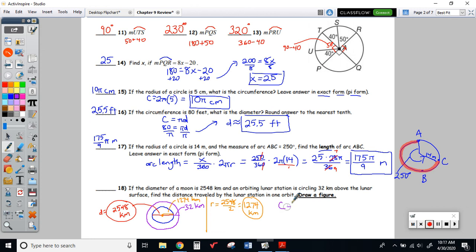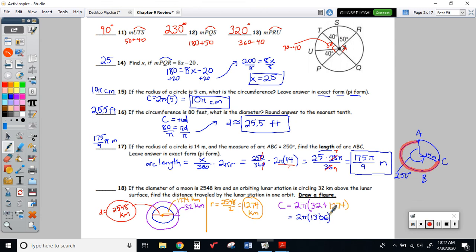So the circumference of the lunar orbit is going to be equivalent to the distance traveled by the lunar station in one orbit. So we've got 2 pi r for that. So it's going to be 2 times pi times, and then the radius would be 32 plus that 1274, which is the radius of the whole moon. So then from there, let's calculate what we have. And it doesn't say to leave it in pi form or decimal form. So from here, I'm going to get both forms. Why don't I just do it that way? So 2 pi times, and then 1274 plus 32, we'd have 1306.